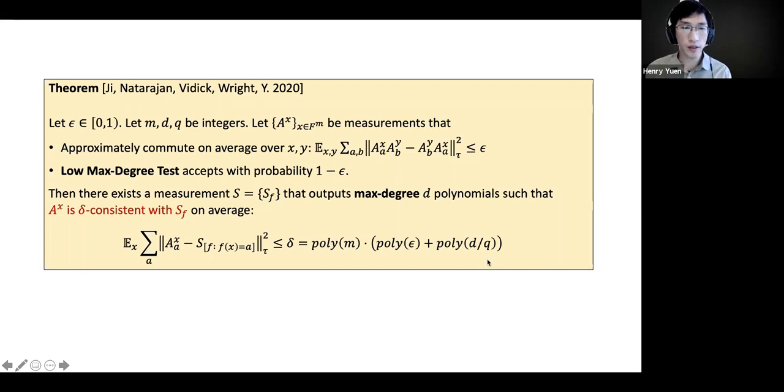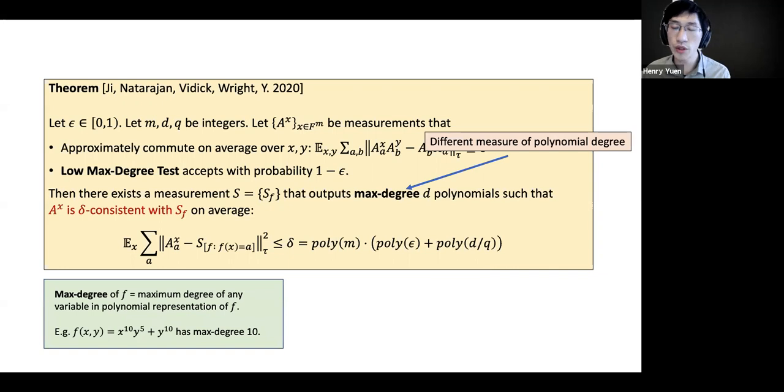So let me point out some features of this theorem. First, we're using a different measure of polynomial degree. This max degree is the maximum degree of any variable in a polynomial representation of f. So here, we take the same polynomial, and this has max degree 10 because the maximum degree of a variable is 10.